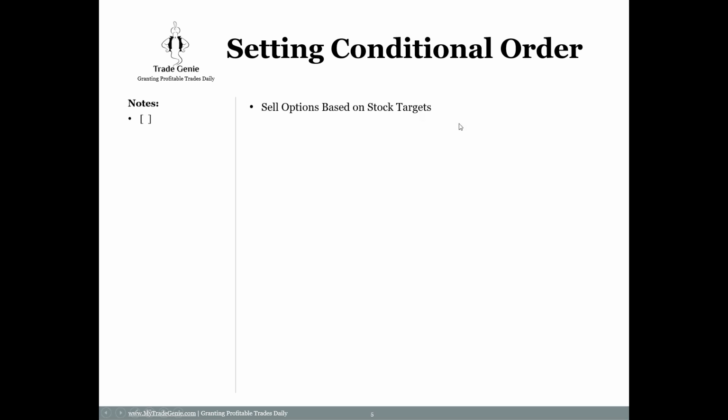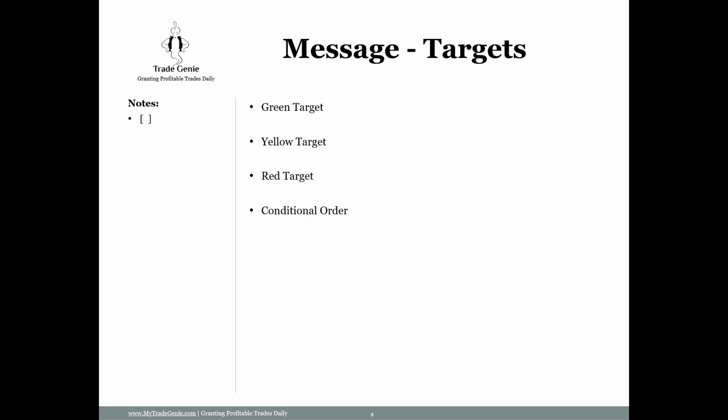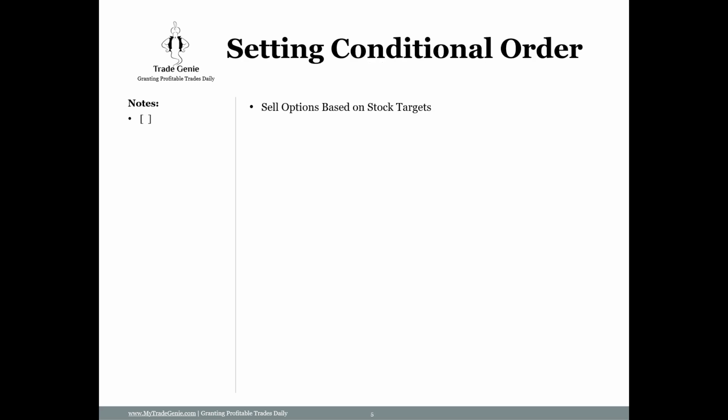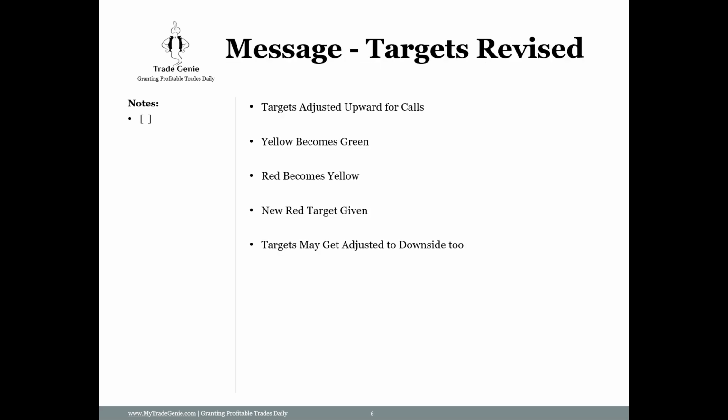So if you have three contracts, let's say you bought three contracts, and green target is 254, yellow is, let's say, 258, red is 261. So you can set the target, one option contract sell at this target, another one at this, another one at this. So when the stock is hitting the target, your order is getting executed at the last price, whatever was the last price. So that is conditional order.